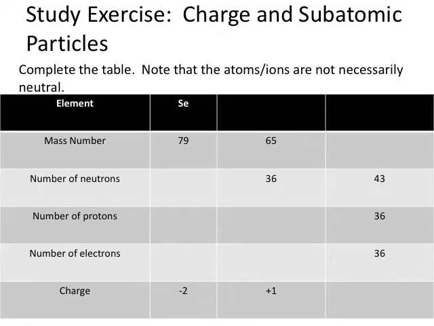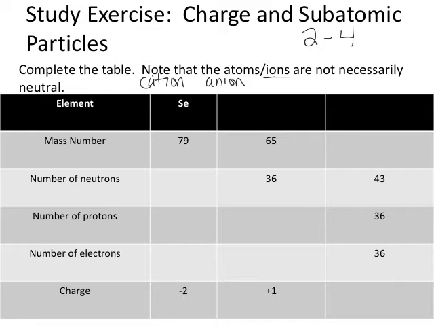This is Recitation Problem, Chapter 2, Problem 4. And we need to complete the table. Note that the atoms or ions are not necessarily neutral. So if it's not neutral, that's what makes it an ion. It can be a positively charged atom, which would be a cation. And if it's a negatively charged atom, that would be an anion. Both of those together, cations and anions, make up the terminology ions.